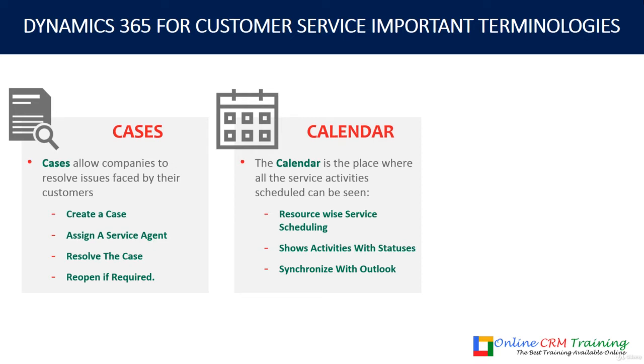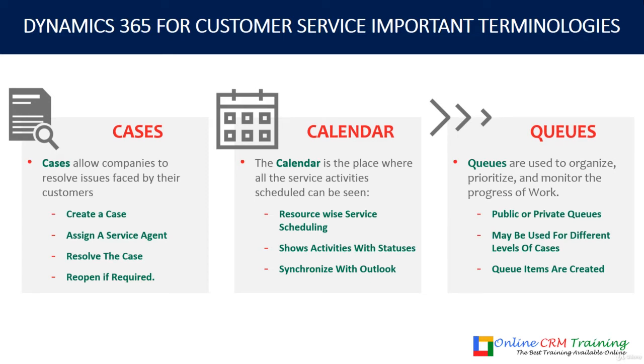It also shows the activities with status. So what is the current status? Is it not started, in progress, or completed, right? You will see those things. Plus, you can also synchronize this with Outlook if you're using it, and whatever activities you have created in Dynamics 365 or in Outlook will be synchronized and you can see a central view, right? So that's how the calendar is used to keep track of all the activities and resources.